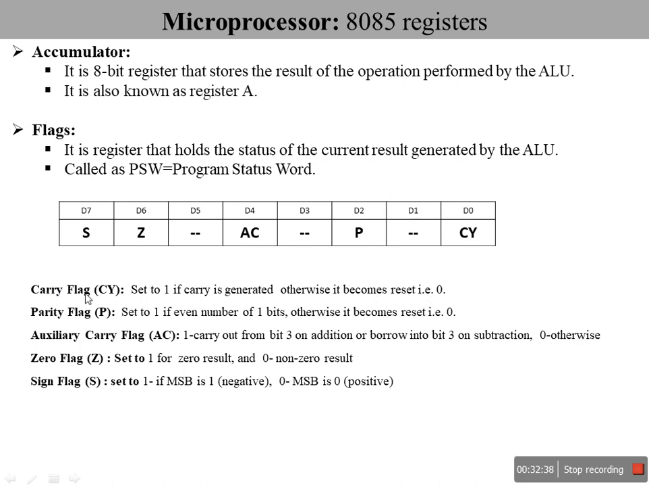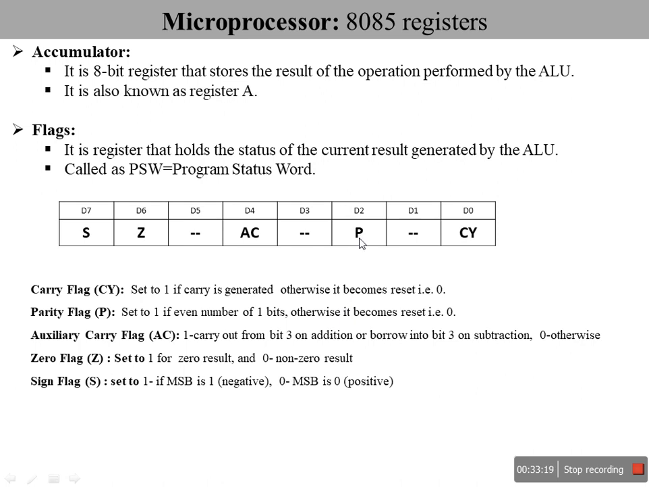The purpose of this flag register, or program status word, is that it indicates the condition of the microprocessor after certain operations. It reflects what the previous operation was. For example, if you are adding two numbers, it indicates whether that addition is generating a carry or not. If it is generating a carry, then this particular location will be enabled. This shows the status of the previous addition. The carry flag will be set to 1 if a carry is generated, otherwise it becomes 0.